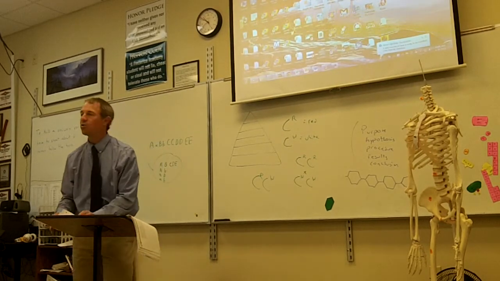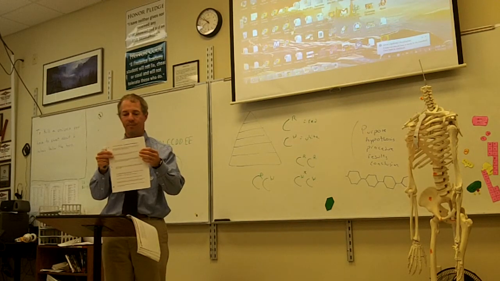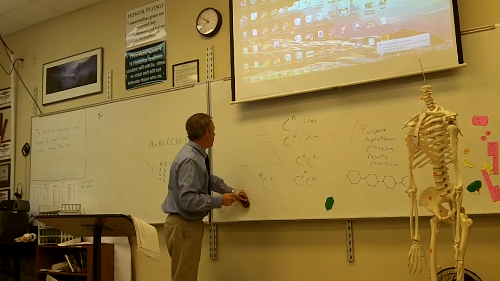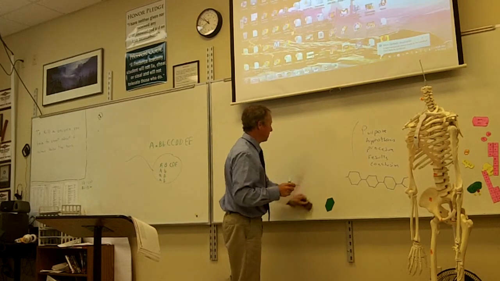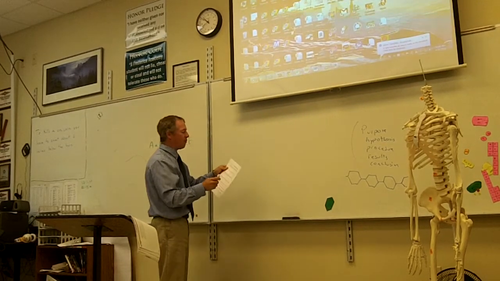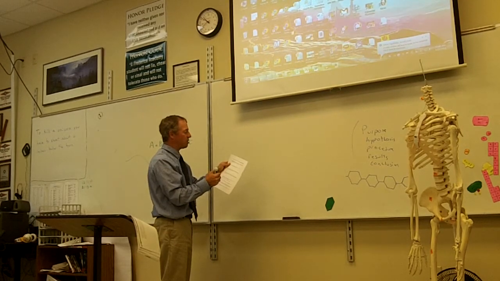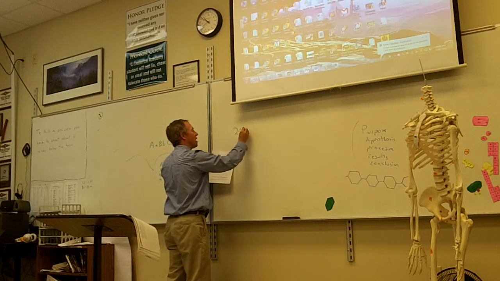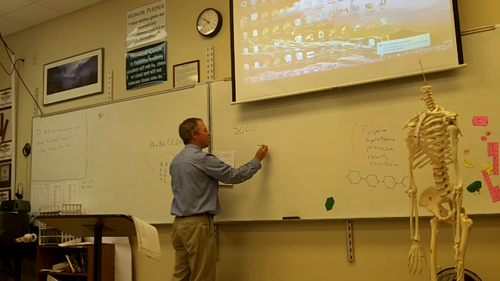Let's try the first question right now. Okay? In Drosophila, what are Drosophila? Do you know? Fruit flies. Fruit flies. Yep. The allele for normal length wings is dominant over the allele for vestigial wings. In a population of 2,000 individuals, that's our population, 315 are recessive.